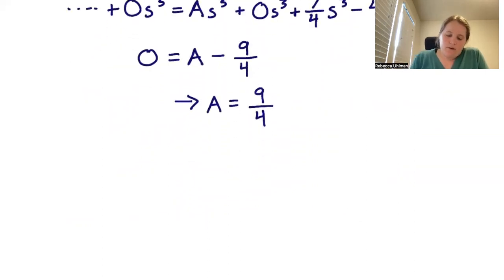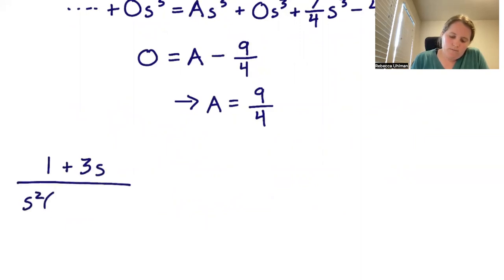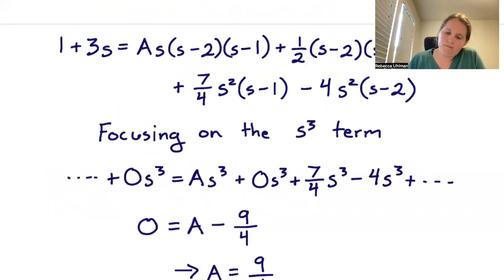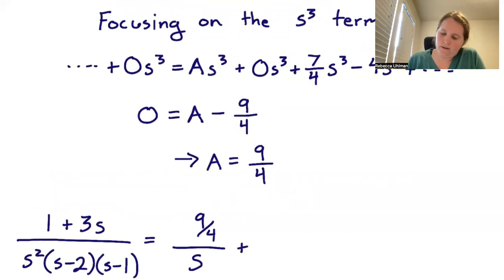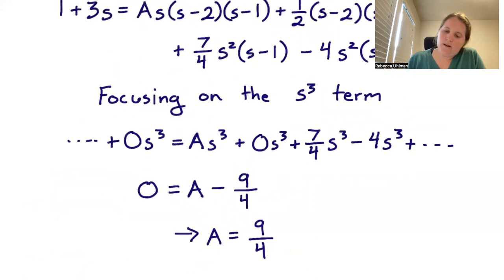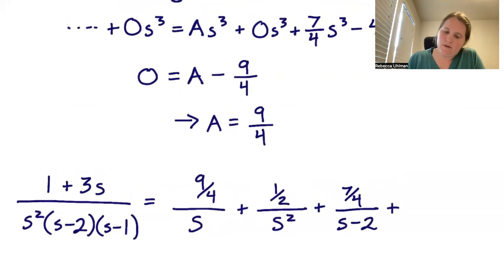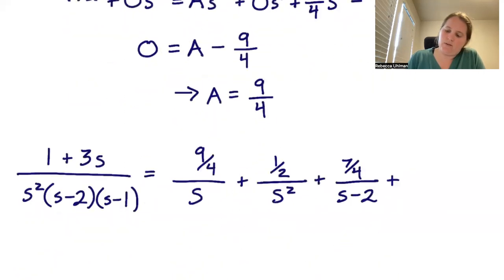So we have that our (1 plus 3s) over (s squared times (s minus 2) times (s minus 1)) is equal to 9/4 over s plus 1/2 over s squared plus 7/4 over s minus 2. And then plus or minus 4 over s minus 1.